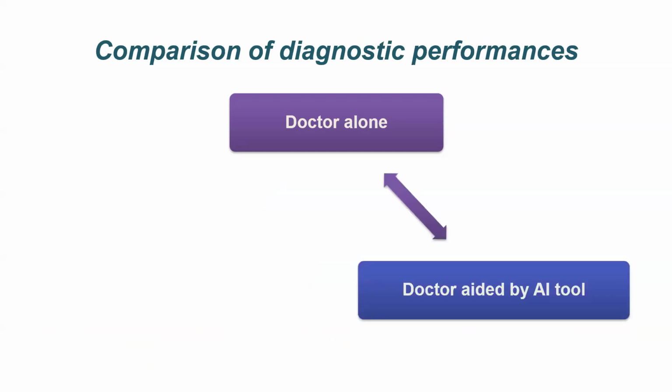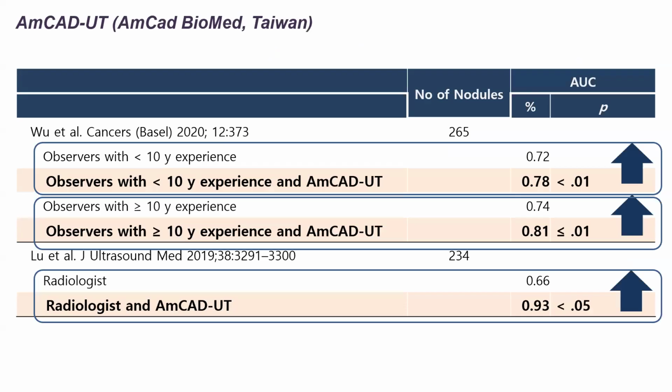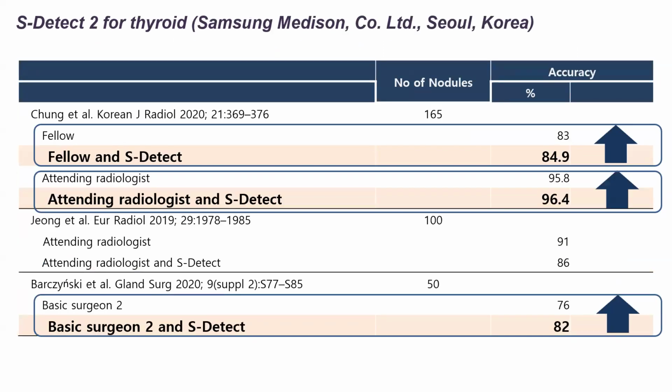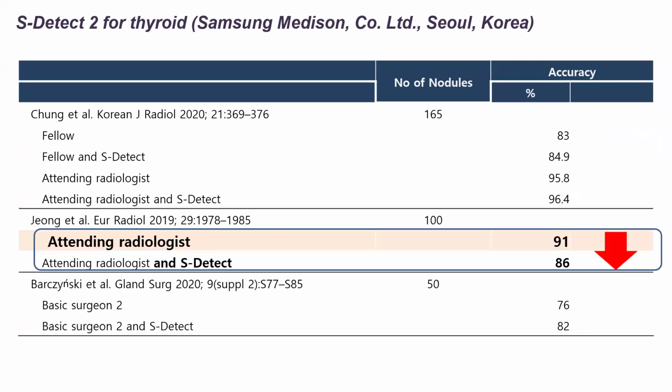Let us compare the diagnostic performance of a doctor's judgment alone to that with AI support. This table shows that using the AMCAD enhanced diagnostic performance for diagnosing a thyroid nodule, regardless of the doctor's level of experience. The S-Detect also improved diagnostic performance. However, with the assistance of AI, diagnostic performance can decrease.